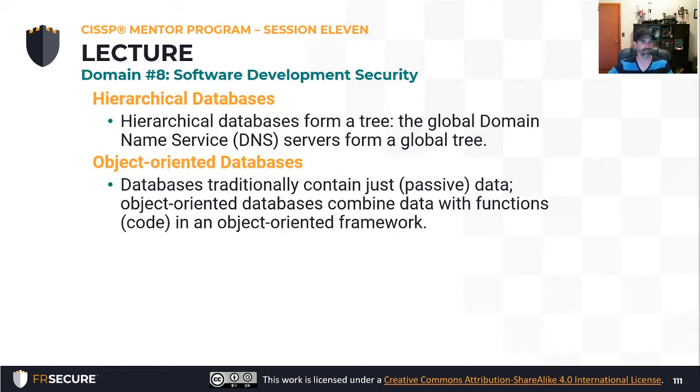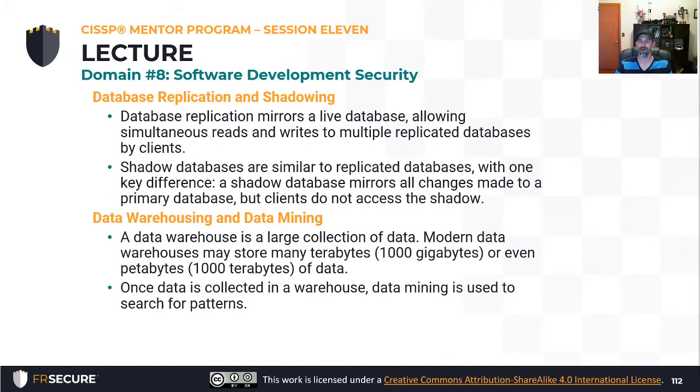You have hierarchical databases that form a tree. DNS is a type of global tree hierarchical database. Object-oriented databases are going to contain, generally, just passive data. Object-oriented databases work with functions, so other code, to actually be able to produce data out into an application.